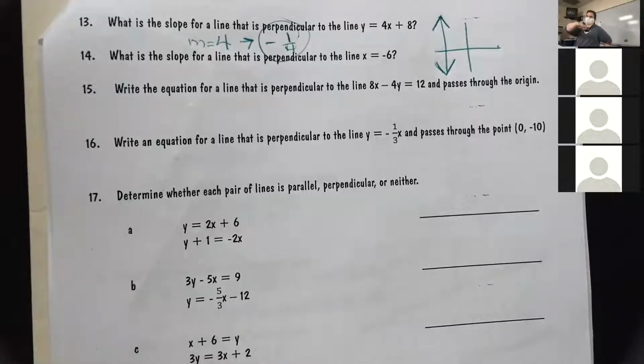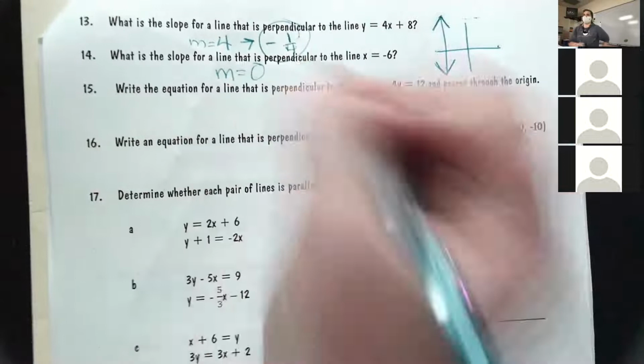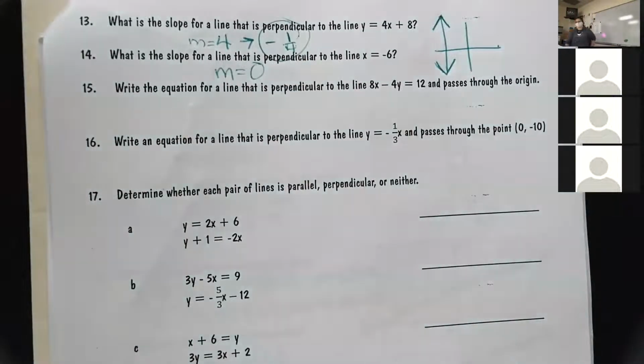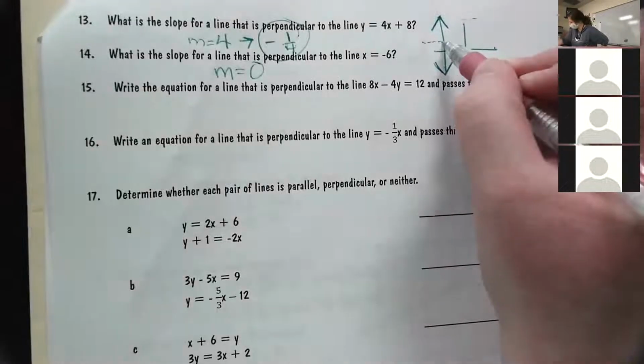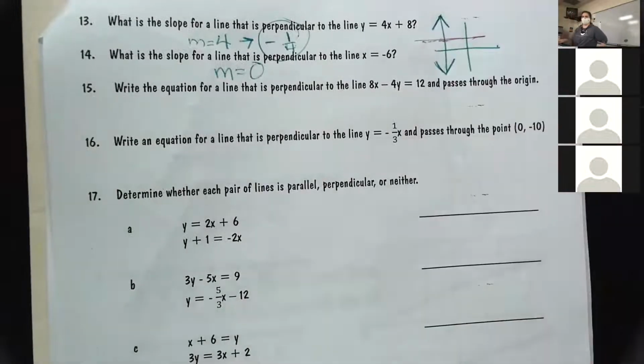What's my slope here? 0. You answered it. I need that line to come in just like this. This has a slope of 0.